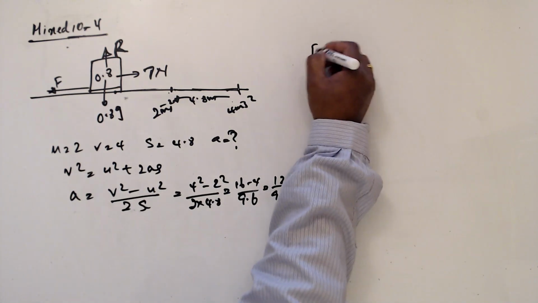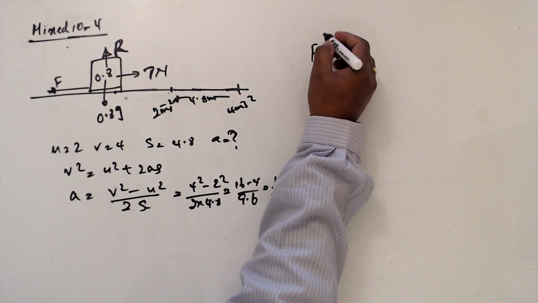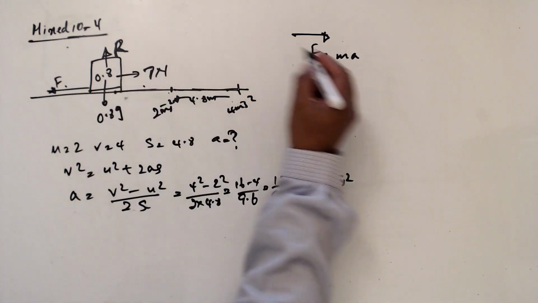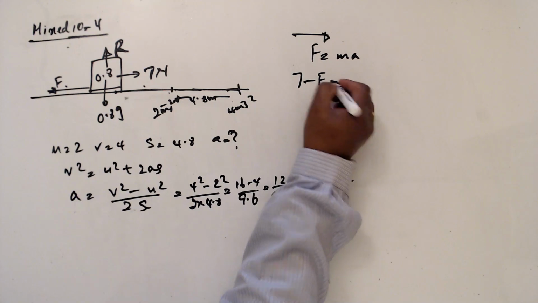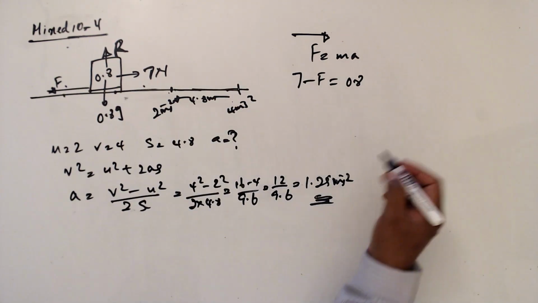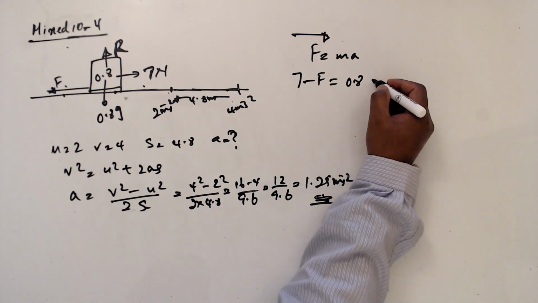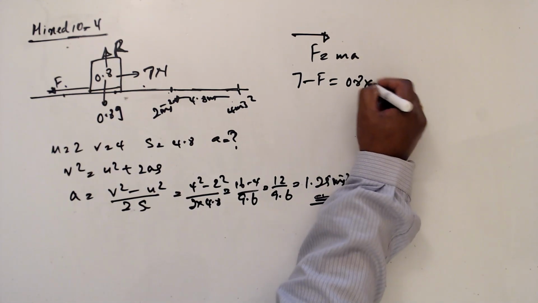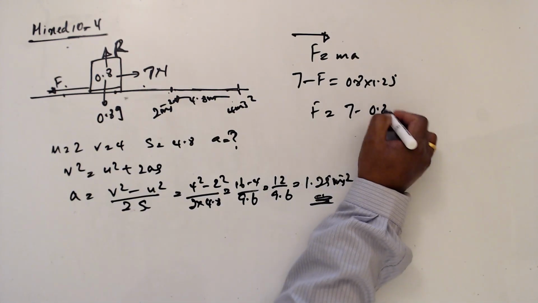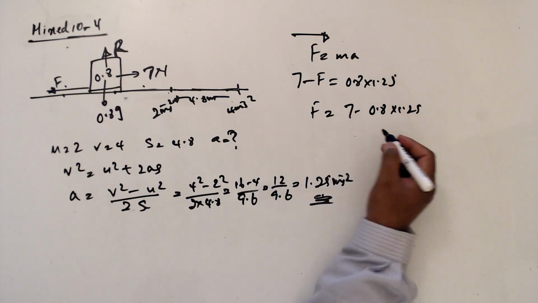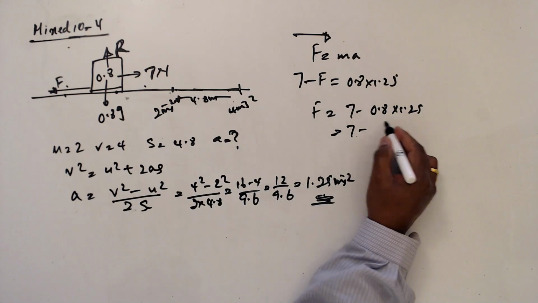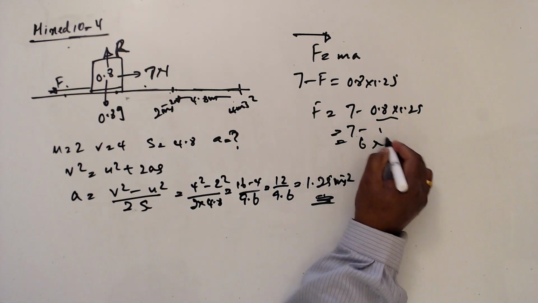the frictional force. So F equal ma in this direction. Then there are two forces acting on it. One is 7 and the other one is the frictional force F, which we want to find. And m is 0.8, and we found this is 1.25. So F is 7 minus 0.8 times 1.25. So that is 7 minus this value, which is 1. So that is going to be 6 Newton.